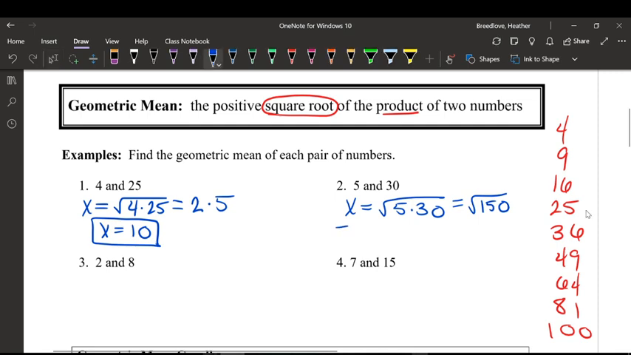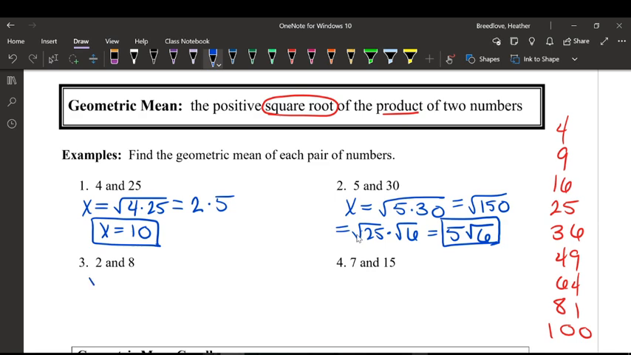So I'm going to split this up into the square root of 25 times the square root of 6, because 150 divided by 25 is 6. So all I did is I changed 150 into 25 times 6, and the radicals are still there. And now I have a perfect square, 25. And the square root of 25 is 5. And I can't do anything with the square root of 6. I can't simplify that any further, so I'm finished. So it's 5 square root of 6. Okay?